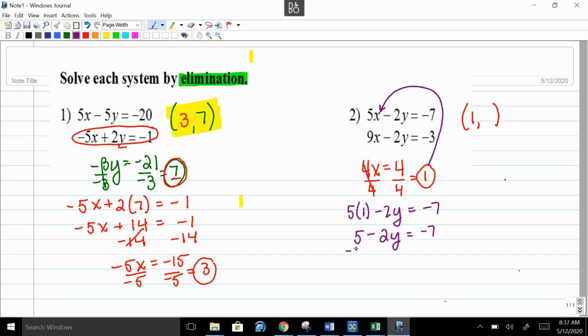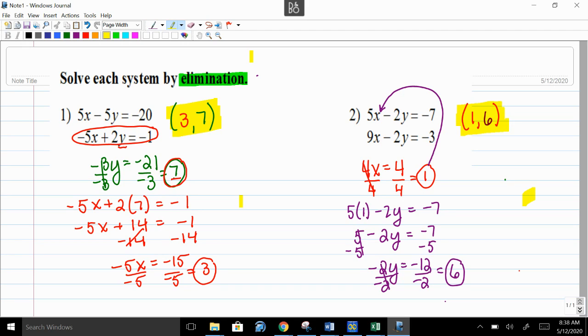This is a positive 5, so I subtract 5 from each side. Negative 2y is equal to negative 12. Divide both sides by negative 2. And we get y is equal to, a negative divided by a negative is a positive, 6. So your answer is 6. My final answer is 1, 6.